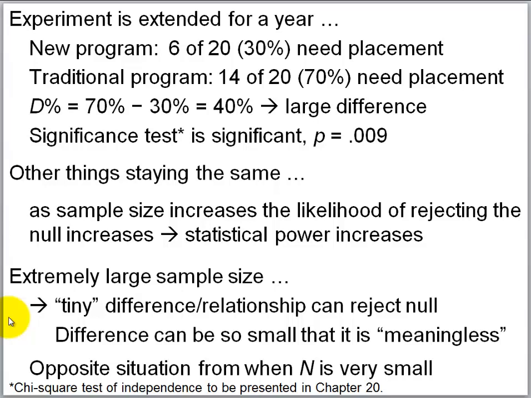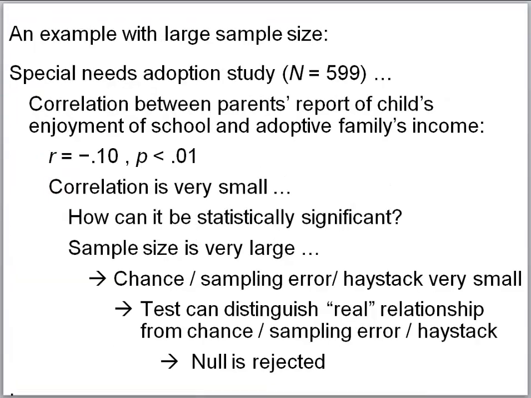But the situation with very large samples is that very weak relationships or very small differences can be sufficient to reject the null. In other words, you can have a small difference, and the test has so much statistical power that it can determine that the difference is not due to chance, and therefore you can reject the null. But perhaps the difference is so small that it's meaningless. So let's take a look at a situation that might be similar to this.